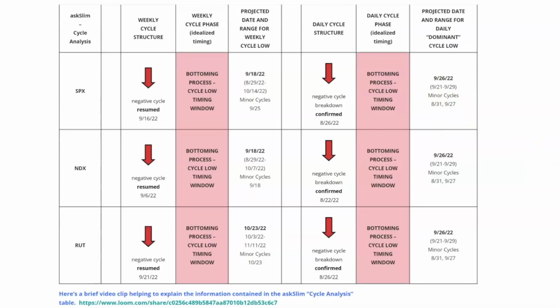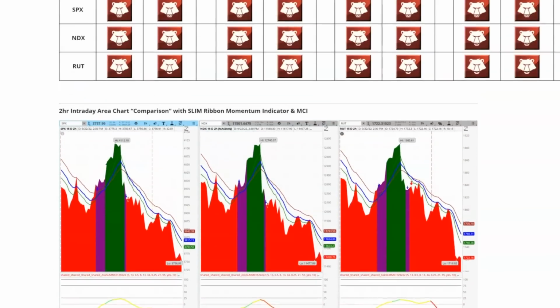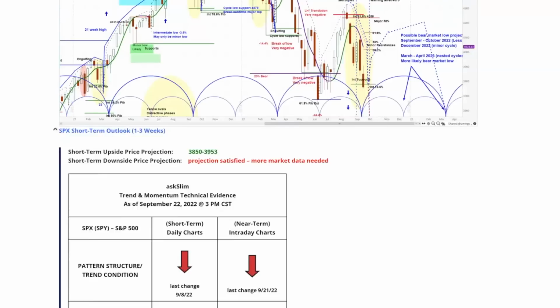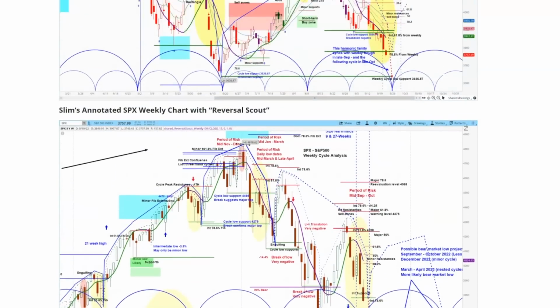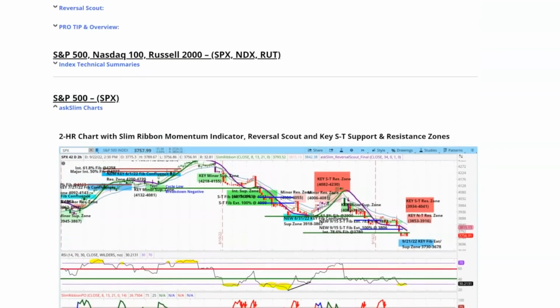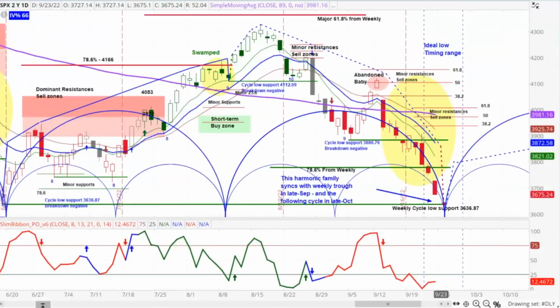So I really wanted to show you this amazing report that is put out every single day by Matt. He does just phenomenal work, and of course, is a cycle analyst and has a great handle on all of these things that we offer right here. And I really would like you to be able to get that. Here's the daily chart I just showed you.